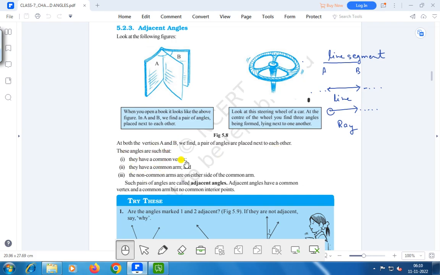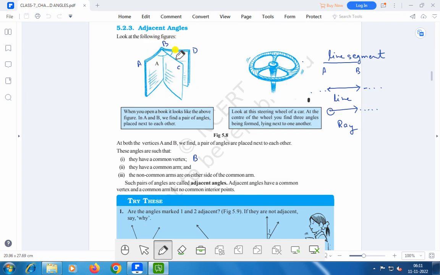These angles are such that they have a common vertex. This vertex is common, this is O or anything you can say. They have a common arm. If we write the various arms, this is A, this is B, this is C, and this is D. Here you see they have a common vertex. The B vertex is common in ABC and CBD. B vertex is common in both angles.